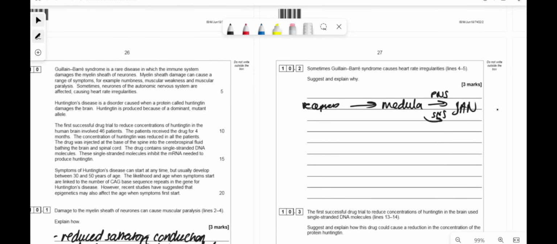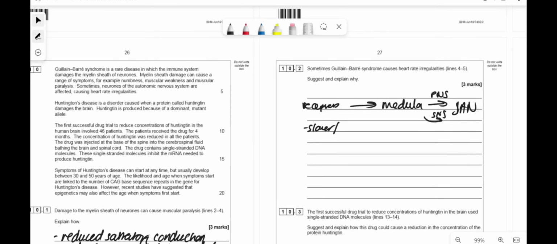So Guillain-Barré syndrome is where you've got damage to the myelin sheath and neurons. If you've got damage, then what we've just mentioned here is that the conduction is slower. So the conduction from the medulla across the PNS or SNS to the sinoatrial node is going to be reduced. So that's what I'm going to say.